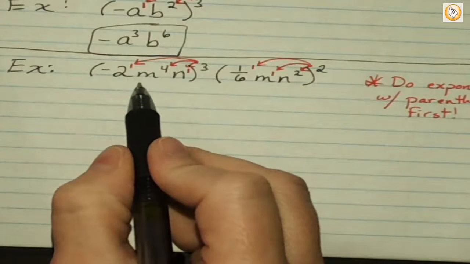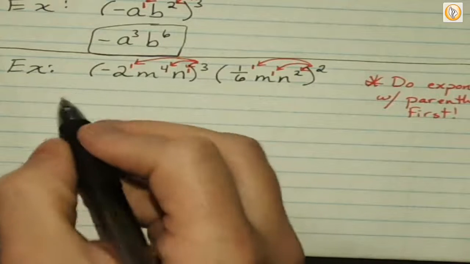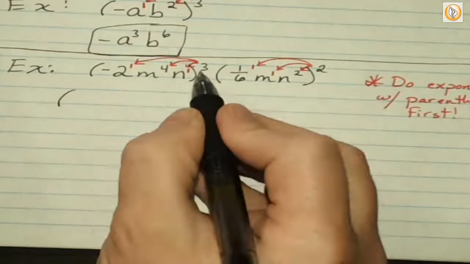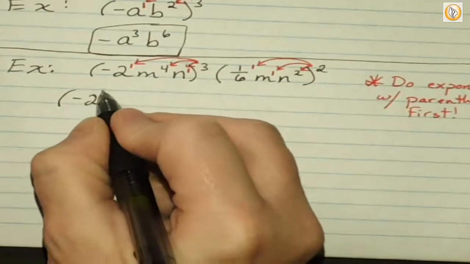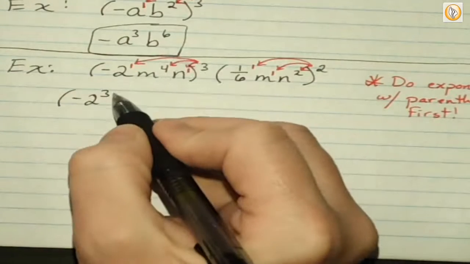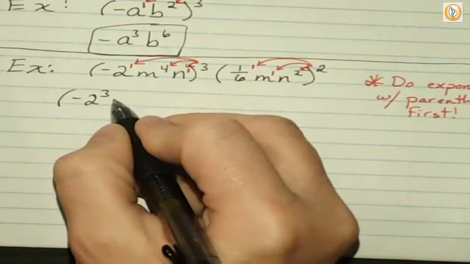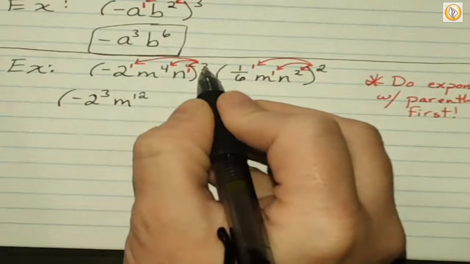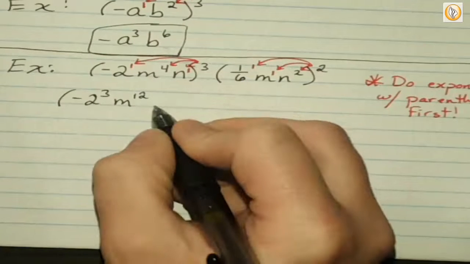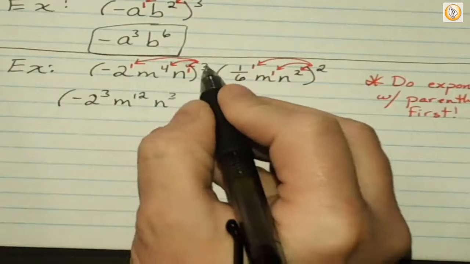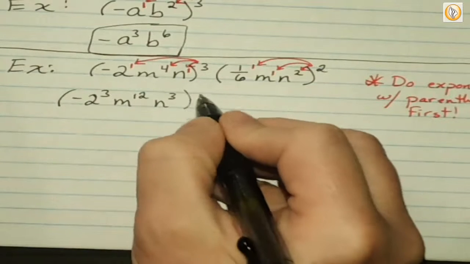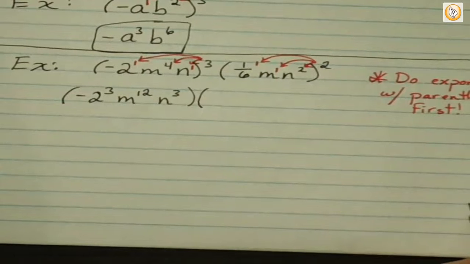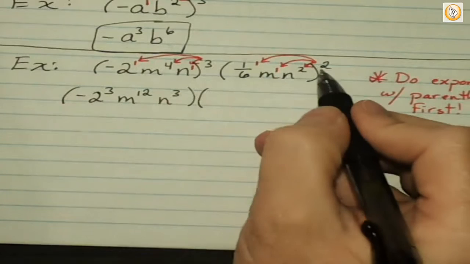So then this right here would become, and I'm going to keep it in parentheses for right now, negative 2 to the 3rd power, because 3 times 1 is 3, m to the 12th power, because 4 times 3 is 12, and then n to the 3rd power, because 3 times 1 is 3. Any questions so far? All right.